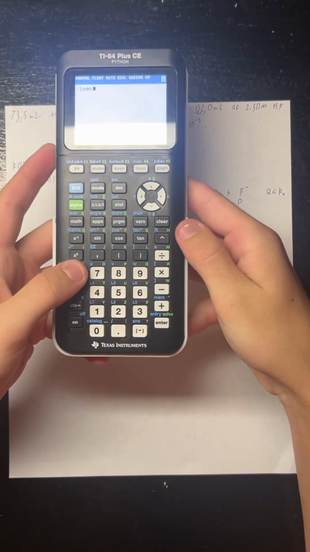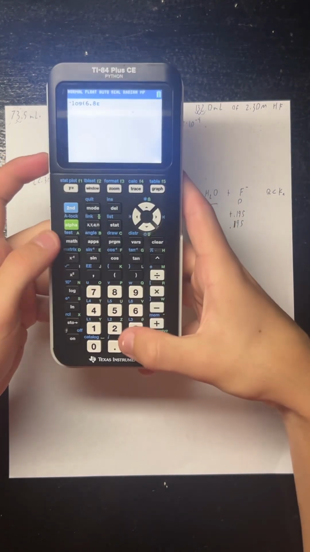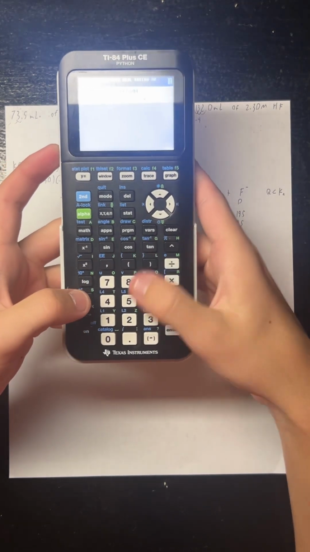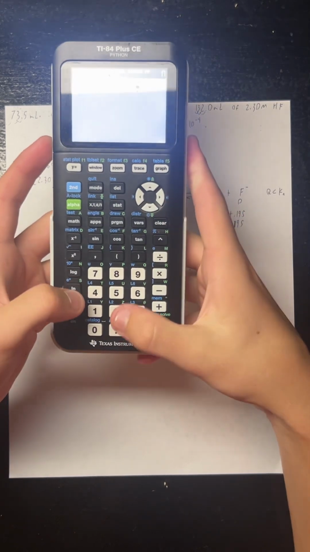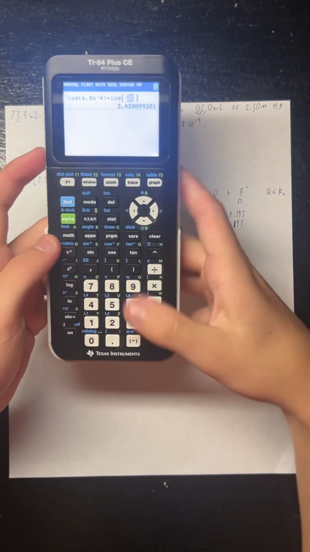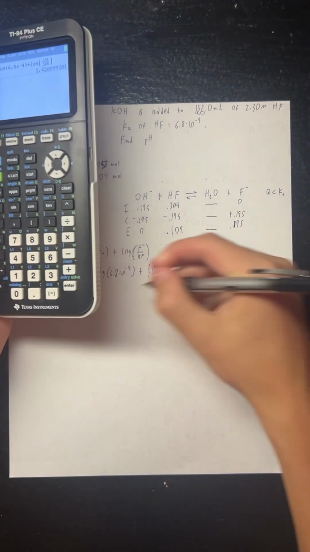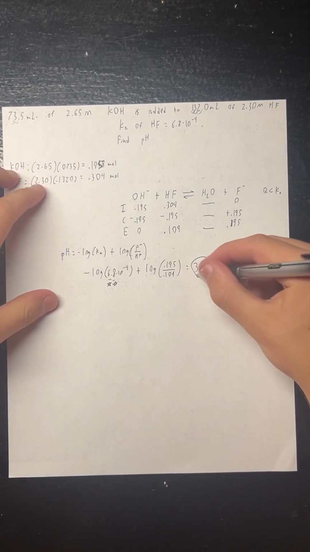Let's plug all that in the calculator. Negative log of 6.8 times 10 to the negative 4 plus log of 0.195 over 0.109, we get 3.4. 3.4 because of 2 sig figs. And that is our pH.